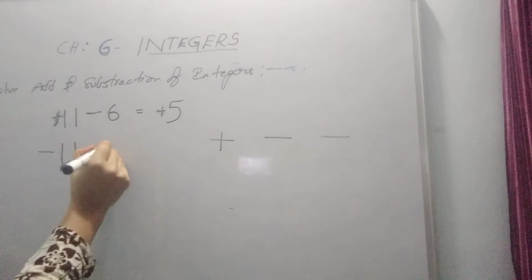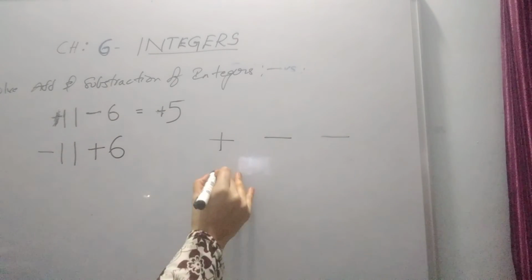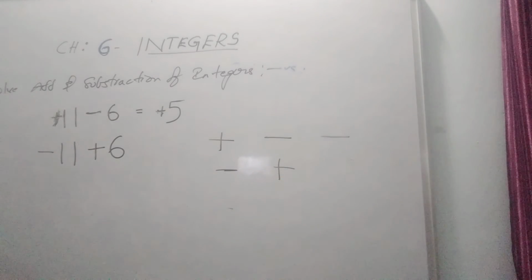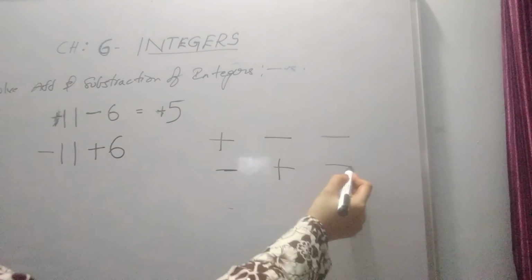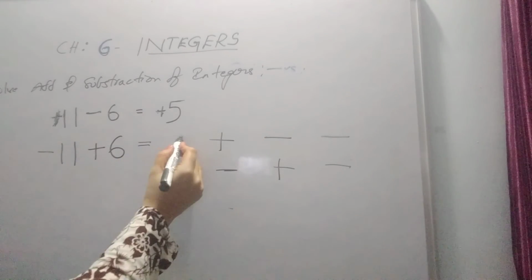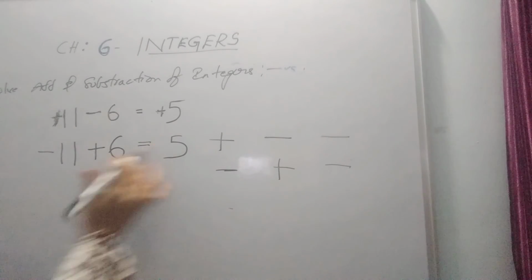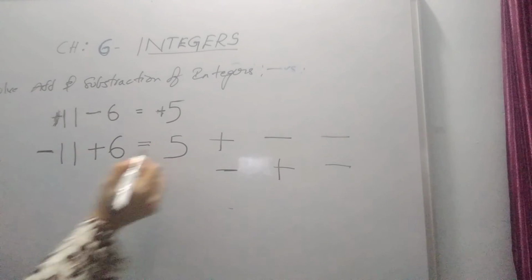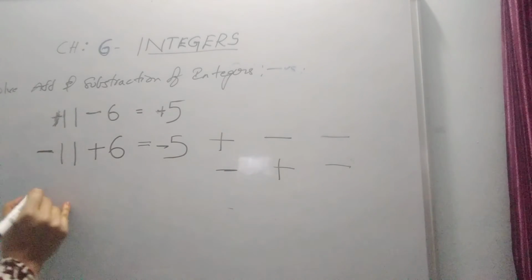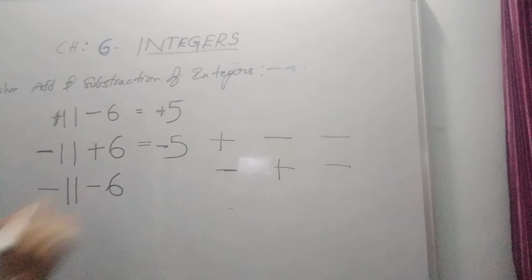Next, minus 11 plus 6. One number is minus and another number is plus, so also we have to do minus only. Minus 11 plus 6 gives 5. Is it positive or negative? Here the big number is negative, so we have to put negative. Very good.